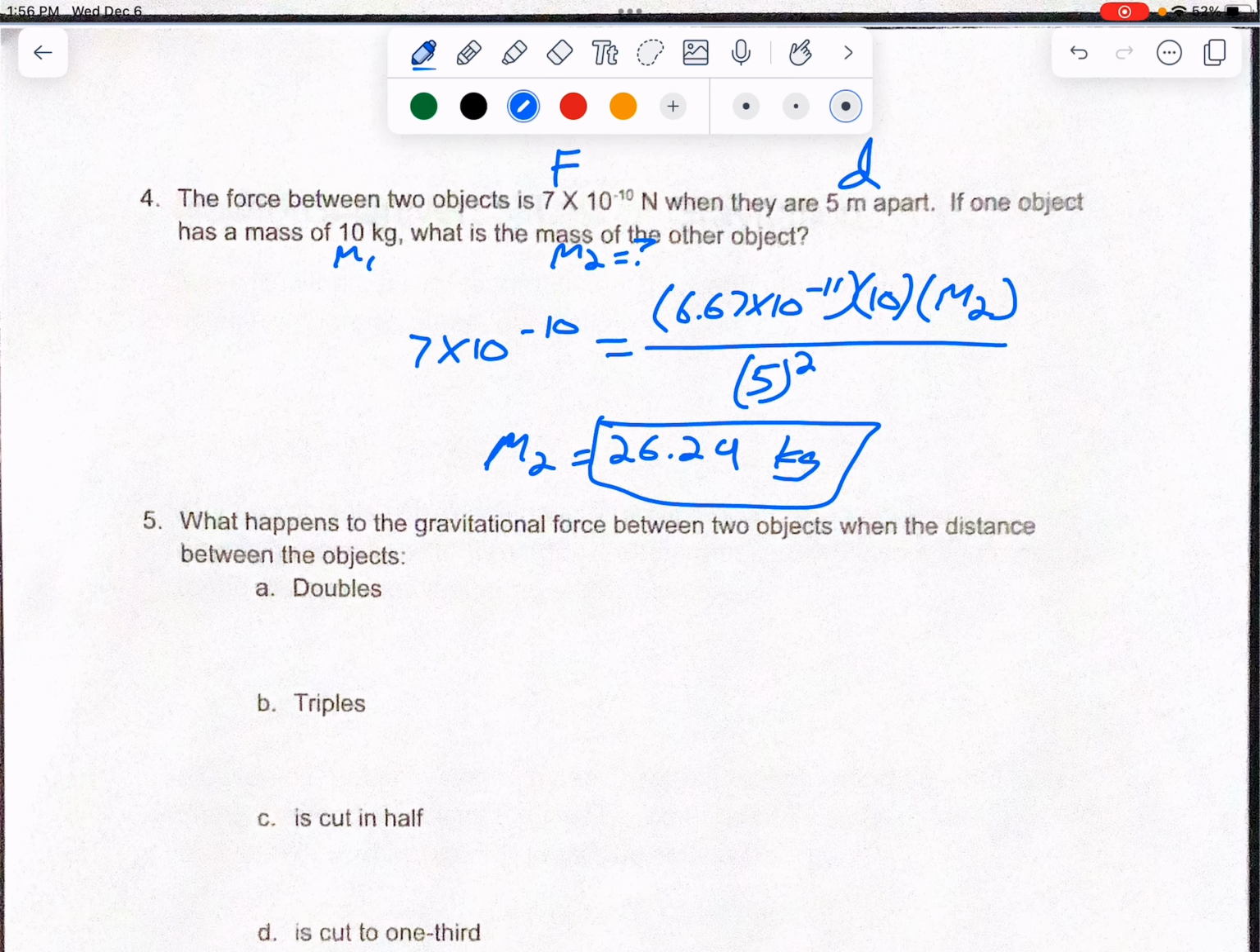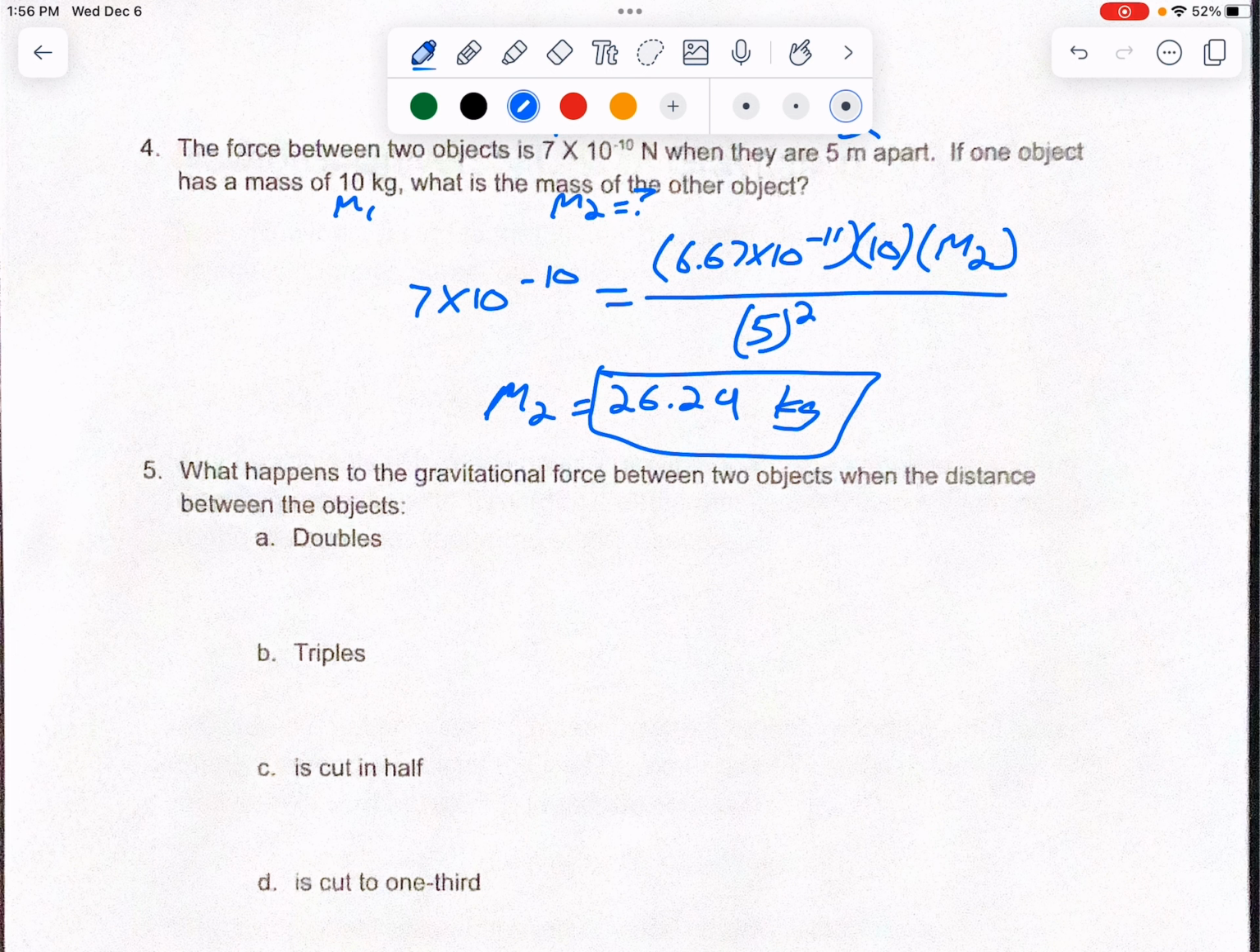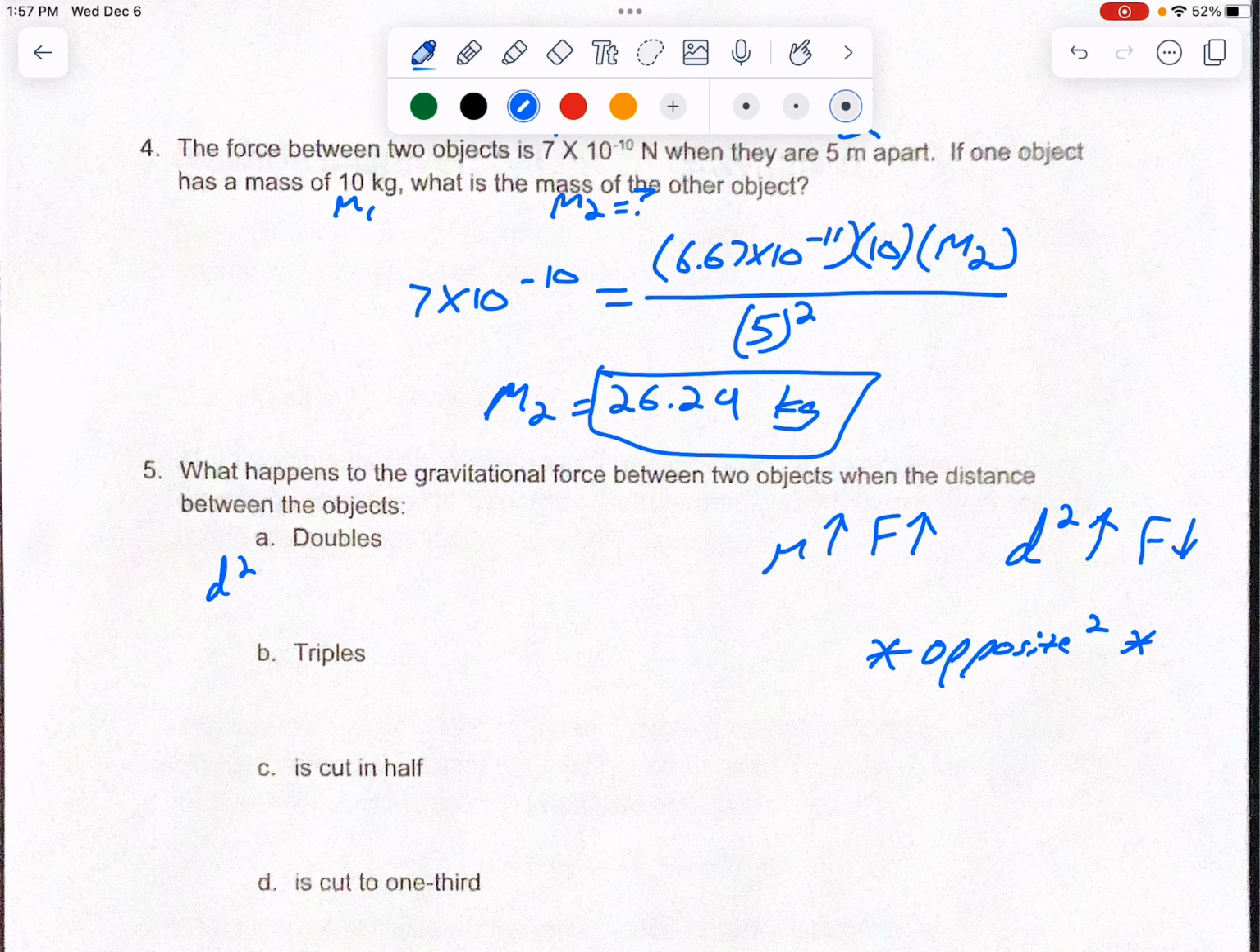Okay, so now we're going back to relationship stuff. So remember, if mass goes up, force goes up, it's direct. And if distance goes up, remember distance squared. Okay, if distance goes up, force has to go down. So what we're going to do is the opposite of the squared. Okay, so it says, what happens to the gravitational force between two objects when the distance between the objects doubles? Okay, so d squared goes up, so multiply by 2.